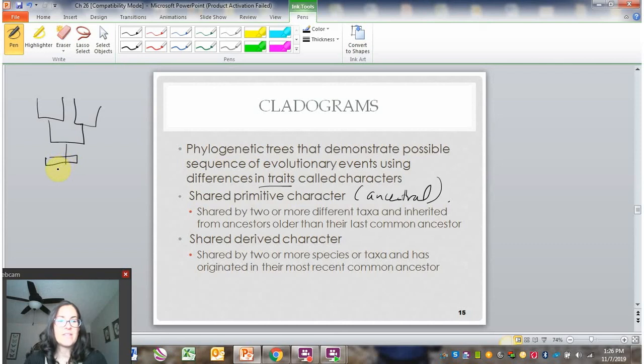They already have it. And then a shared derived character is going to be a trait where only some of the individuals within the cladogram have it. So for example, a shared derived character might arise here, and only these individuals would have it. So it's arising new within the cladogram. And cladograms are usually focusing on just a small number of organisms. So that's the other thing. Everything we say about the cladogram is just for the organisms that are included in the cladogram.